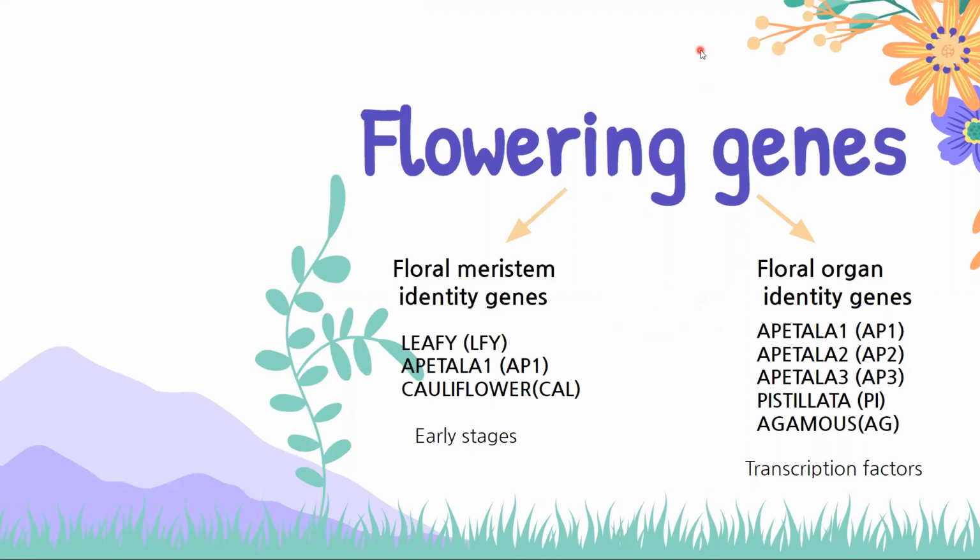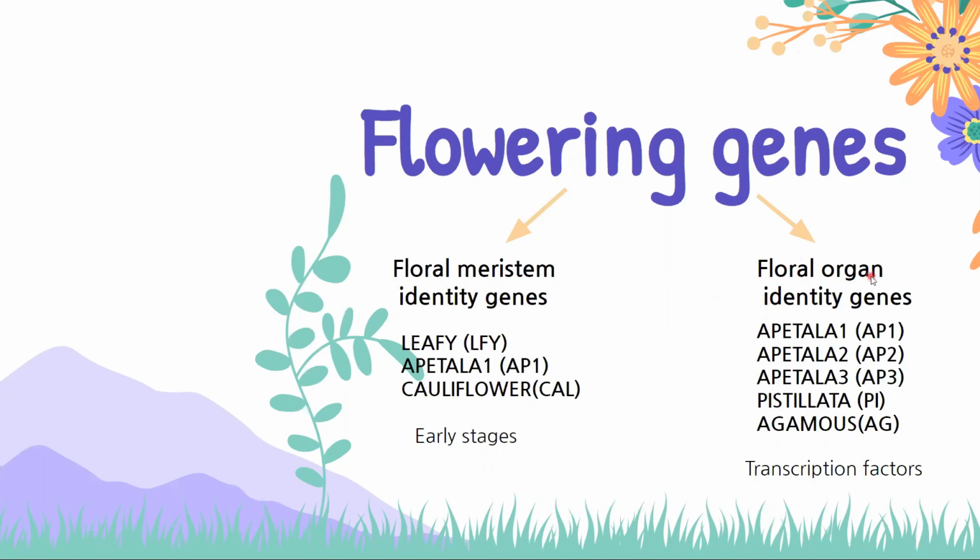For flowering, there are two main sets of genes that are involved. First are the floral meristem identity genes, that is LEAFY, APETALA 1 and CAULIFLOWER. These are basically expressed in the early stages and have two main functions. First is inhibiting the growth of the stem cells, and second is promotion of flower development.